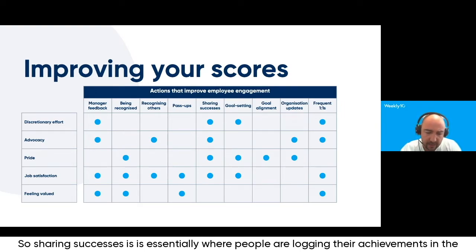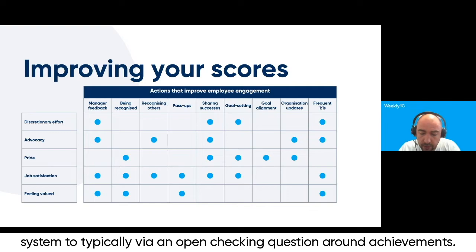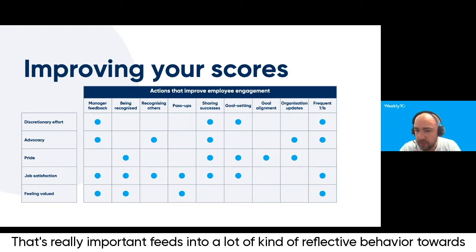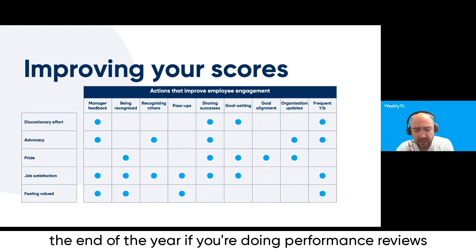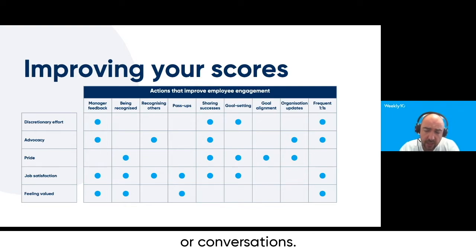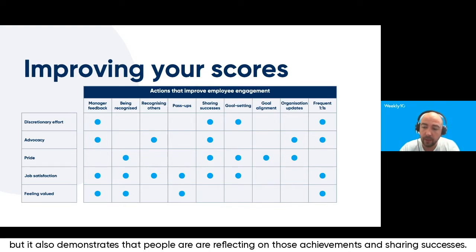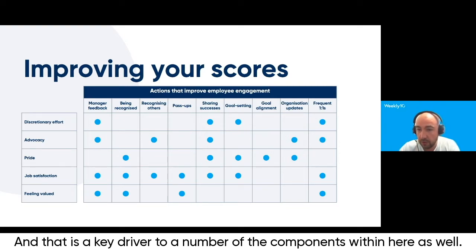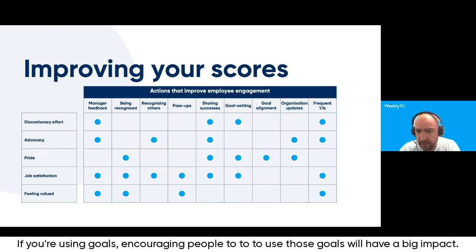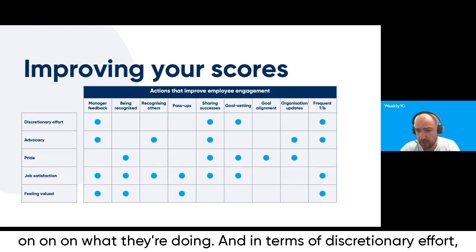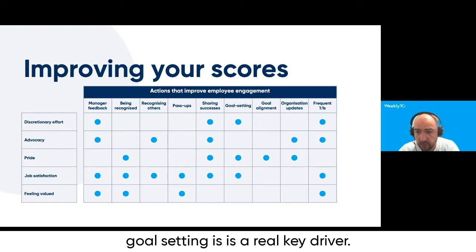So sharing successes is essentially where people are logging their achievements in the system, typically via an open check-in question around achievements. That's really important, feeds into a lot of reflective behavior towards the end of the year if you're doing performance reviews or conversations, but it also demonstrates that people are reflecting on those achievements and sharing successes, and that is a key driver to a number of the components within here as well. If you're using goals, encouraging people to use those goals will have a big impact on what they're doing, and in terms of discretionary effort, goal setting is a real key driver.